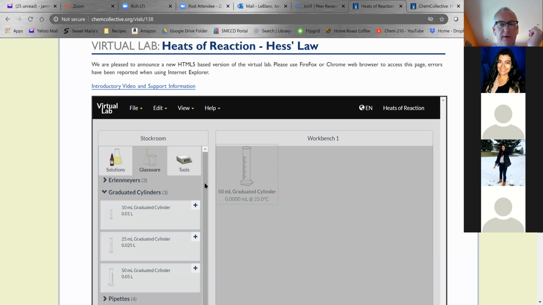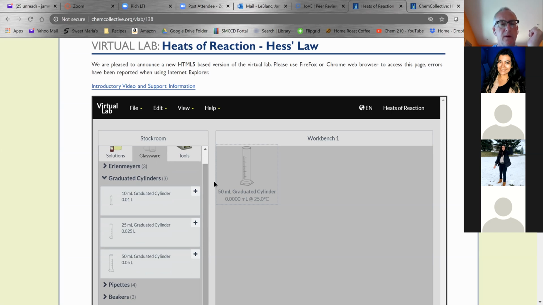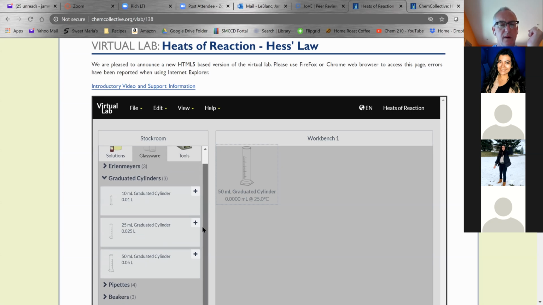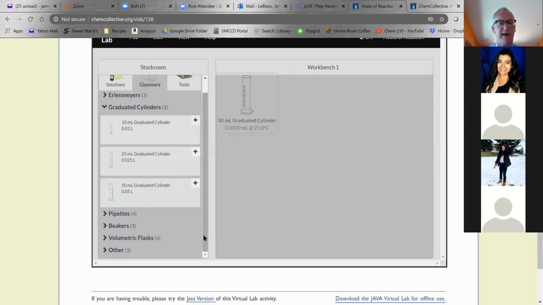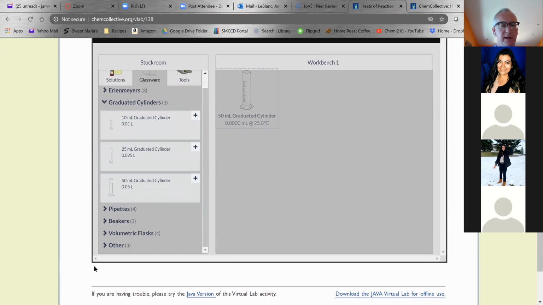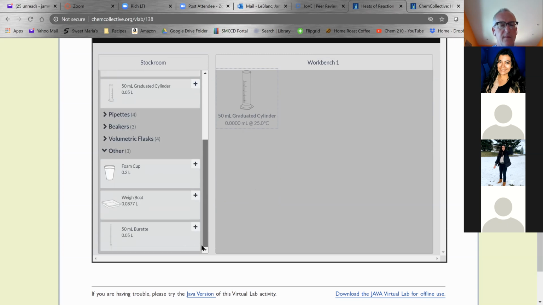Let's see where the foam cup is. Is that under tools? It would be under glassware. Other. Oh, there it is. I need to move it around a little bit. I can't get it all on in one screen. Foam cup, so cute. Okay, there's my foam cup.